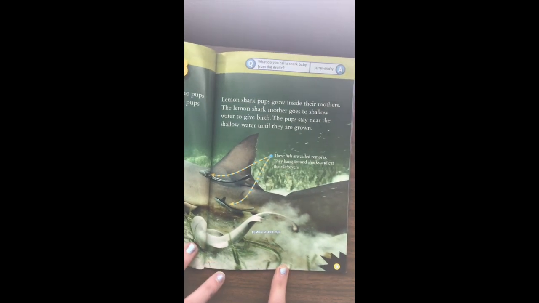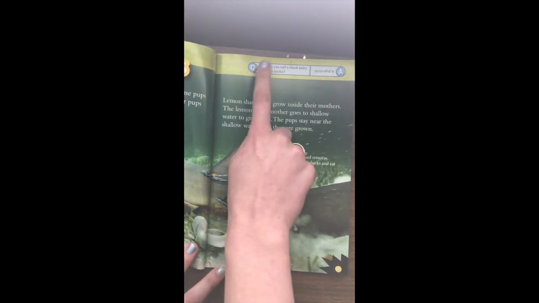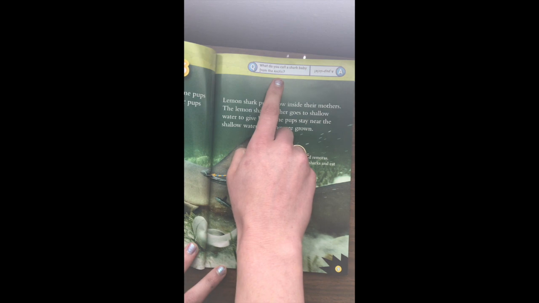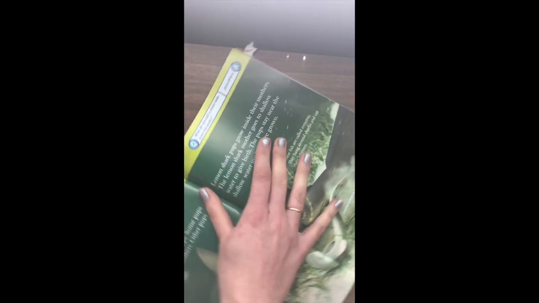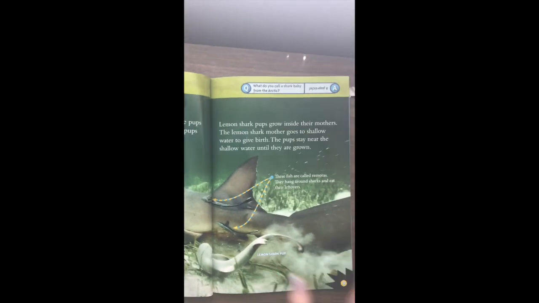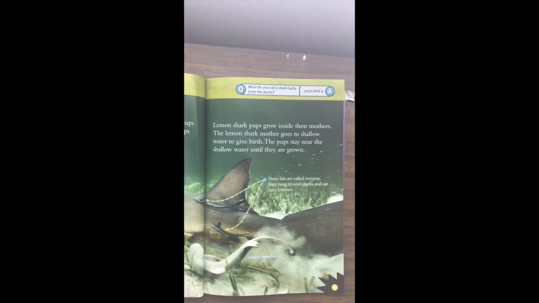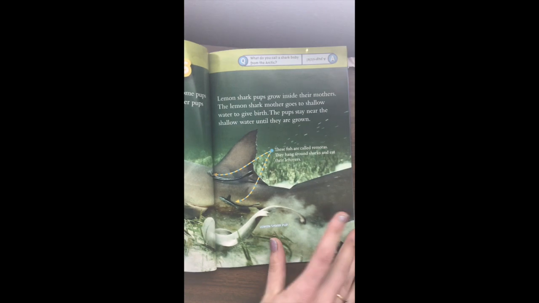Ooh, and we have a joke. I love National Geographic because they usually have jokes. What do you call a shark baby from the Arctic? Oh, we have to turn it over to see the answer. It is called a pupsicle. Ha ha ha. So funny. Why do you think they put jokes inside their book? It kind of makes it a little bit more interesting. Do you think you could use that in your writing?